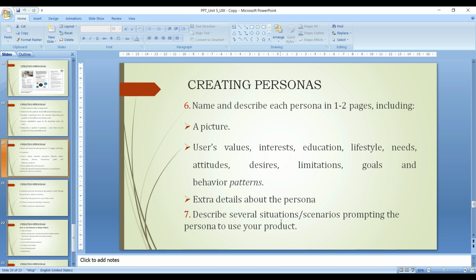And we have to describe several situations and scenarios prompting the persona to use your product. That means the reader should get what it is, and should have some kind of interest in our persona. Shall we read this persona once again? Shall we read this resume once again? Some kind of interest should be there. We have to kindle the interest of the reader. That is the primary thing in creating a persona.